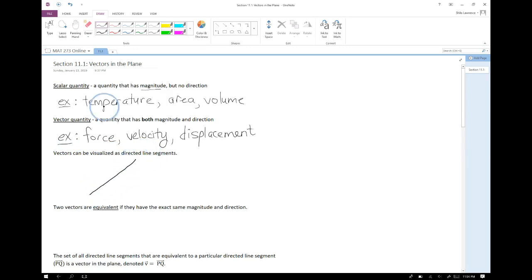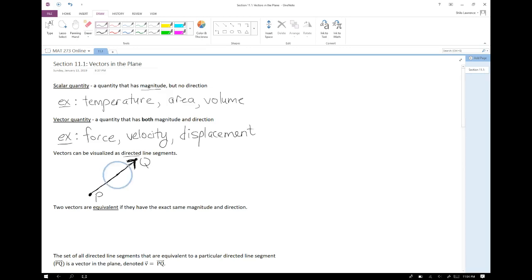So a vector can be represented by a directed line segment. It's a line segment in that it's got a fixed starting point and ending point, and it's a directed line segment because there is a particular direction to this vector. There is a specific direction of motion. We are going from point P to point Q.